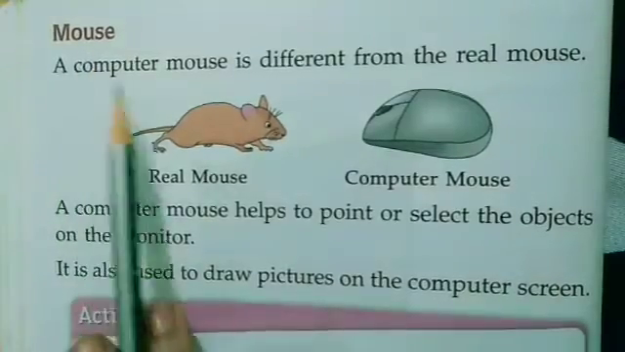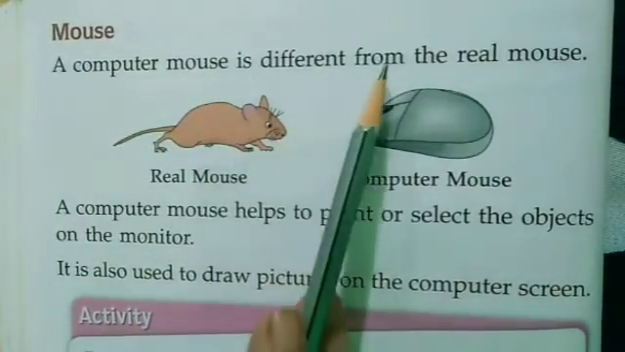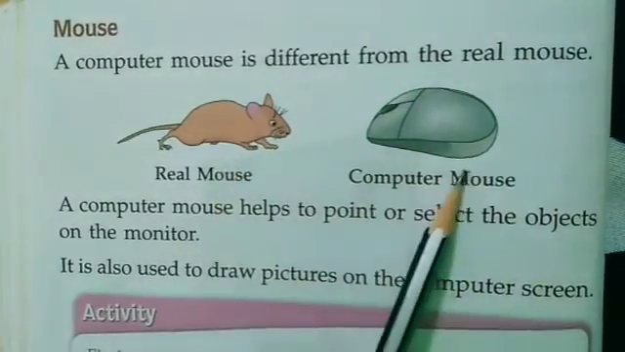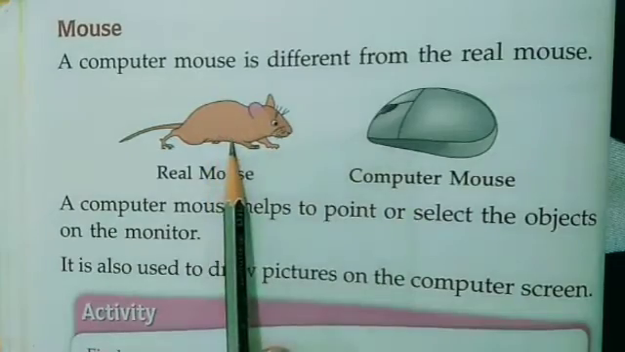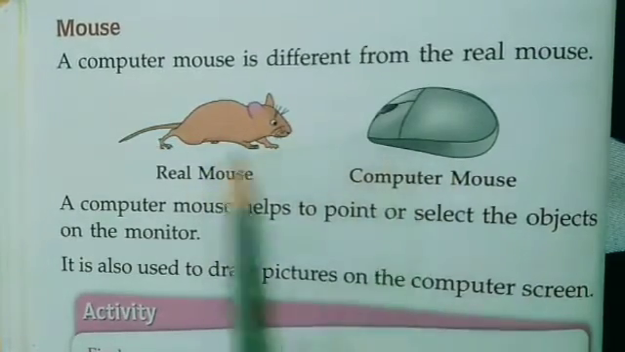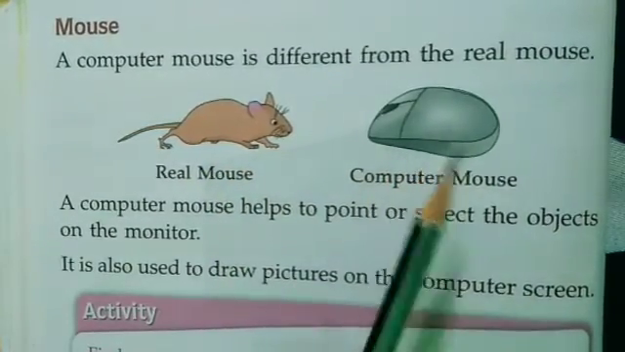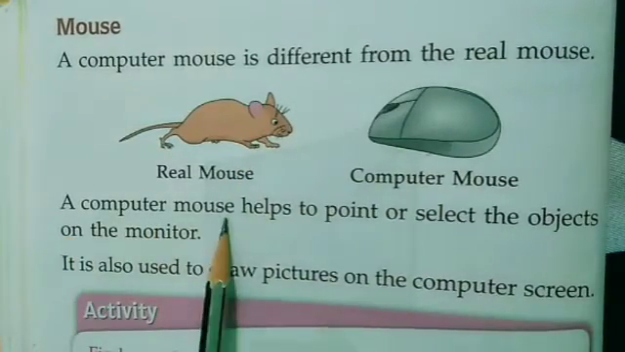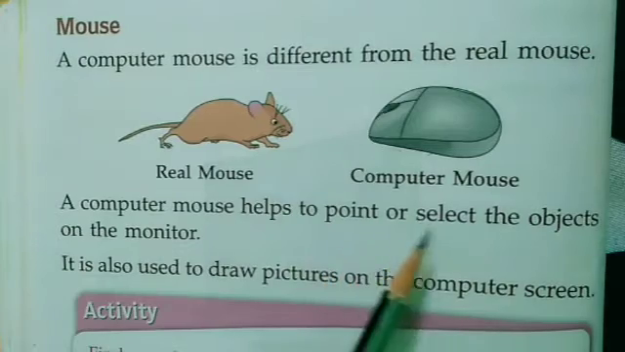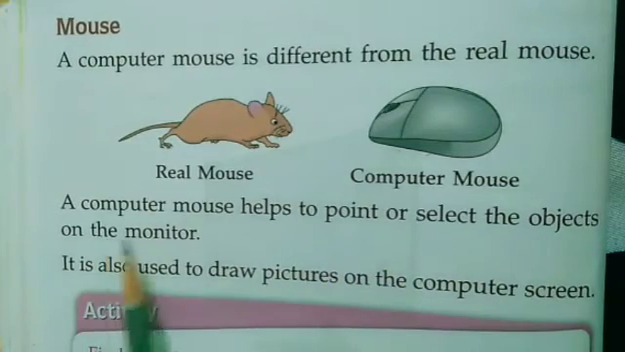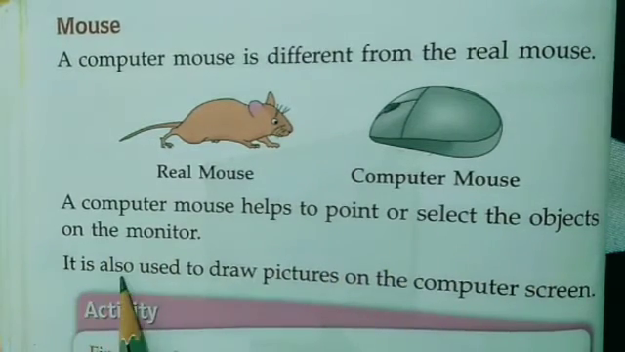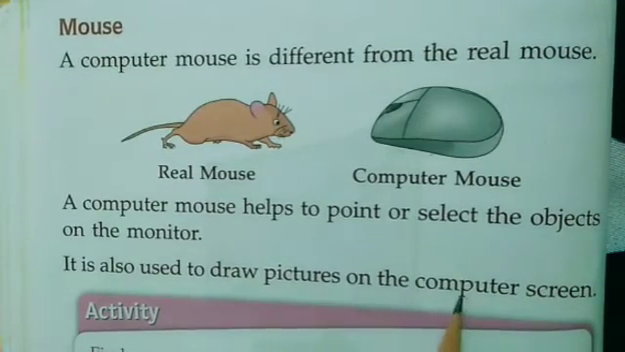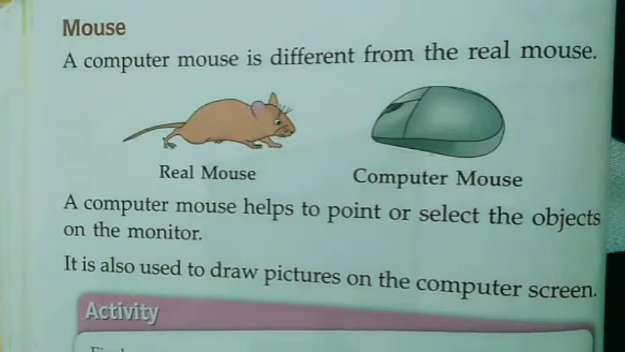Mouse. A computer mouse is different from the real mouse. See children, this computer mouse exactly looks like a real mouse, but there is a difference between both of them. It is a machine, it is a device, and it is not a living thing. Okay? A computer mouse helps to point or select the objects on the monitor. It is also used to draw pictures on the computer screen.